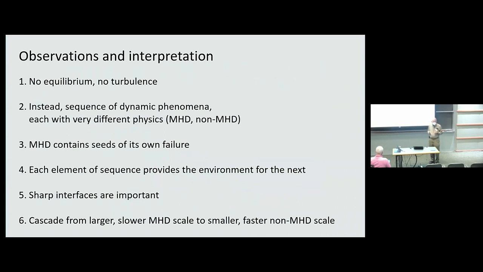And MHD basically contains the seeds of its own destruction or failure, because the Rayleigh-Taylor instability, as I'll show you, pushes the plasma into a regime where MHD fails. And each element of the sequence provides the environment for the next. And there are sharp interfaces associated with this. And there's essentially a cascade from this larger, slower MHD scale to a smaller, faster non-MHD scale.